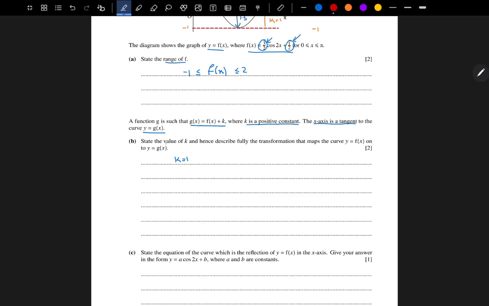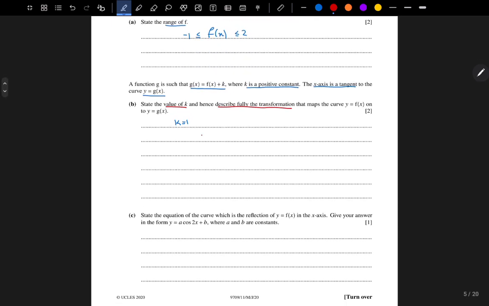Since we know that k equals 1, we have stated the value of k, and we now need to describe the transformation. So we can write this as it has been translated 1 unit upwards, parallel to the y-axis.